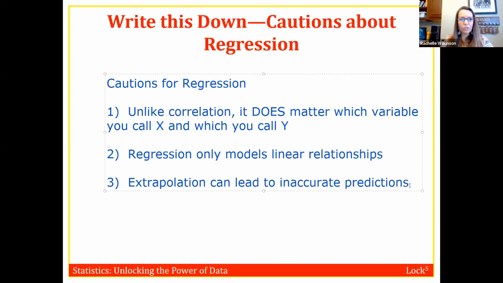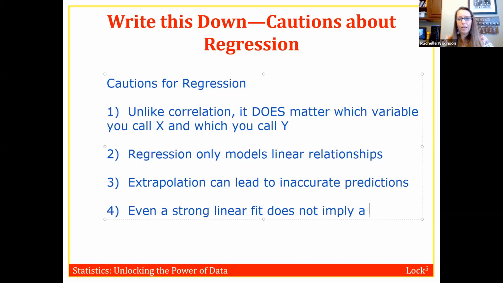Okay, so my third one, extrapolation. Let's talk about the fourth one. The fourth one is that even a strong linear fit does not imply a cause and effect relationship.